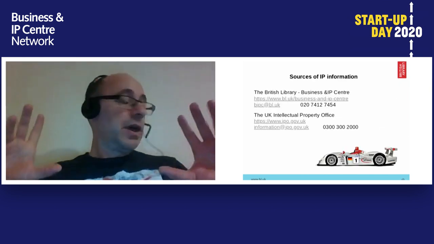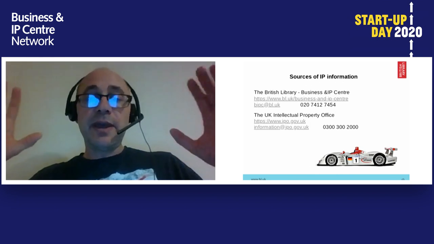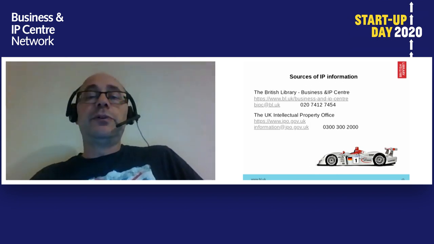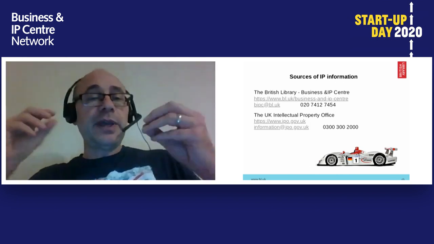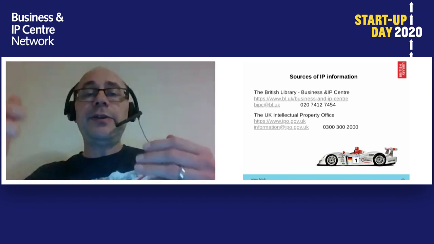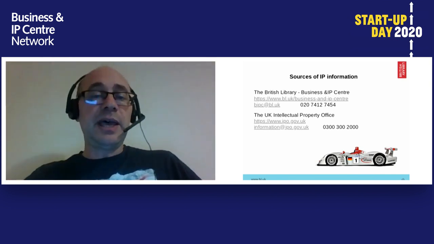So that's it. That's IP, the beginner's guide, all six forms of IP. See it as a menu. I hope some of these you can come back to and revisit at another point.